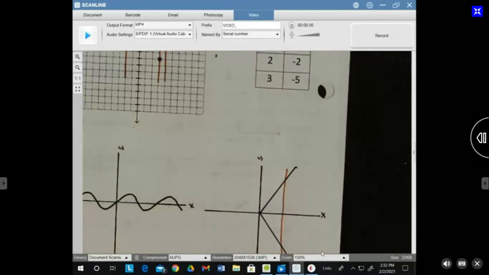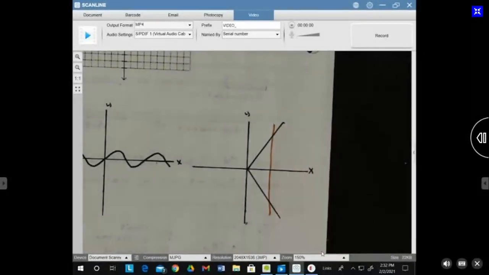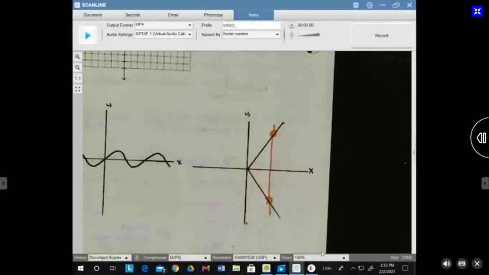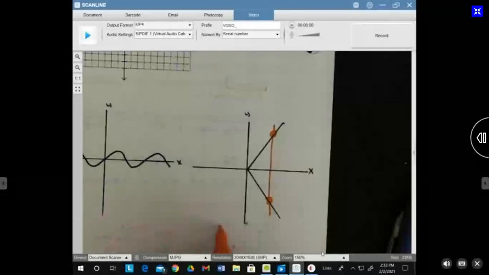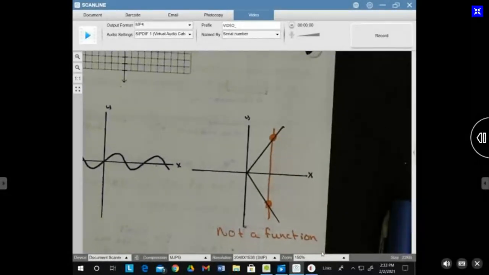Did that vertical line intersect with my graph at more than 1 point? Yeah. Here and here. So it fails the vertical line test, and it is not a function. Okay? Yes or no on the vertical line test? Cool.